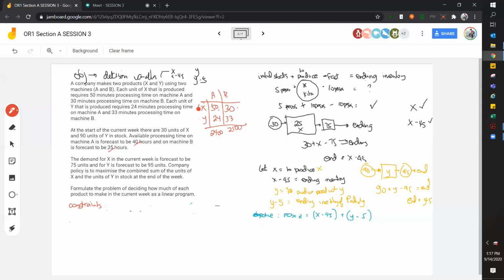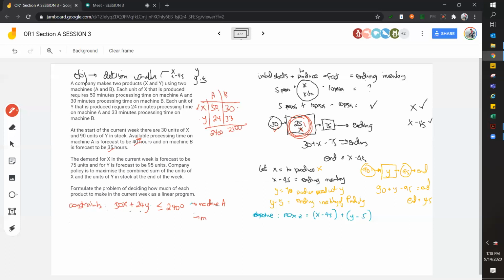Okay, so kung mapapansin nyo dito sa ating diagram na to, yung portion na to lang yung pinag-uusapan natin, di ba? Dito sa table. So, yun yung X lang or yun yung Y lang. Sila lang yung mag-undergo kasi nga may initial inventory na tayo. Okay? So, that means 50X plus 24Y, pababa tayo, must be ang availability ng ating machine A is 2,400.